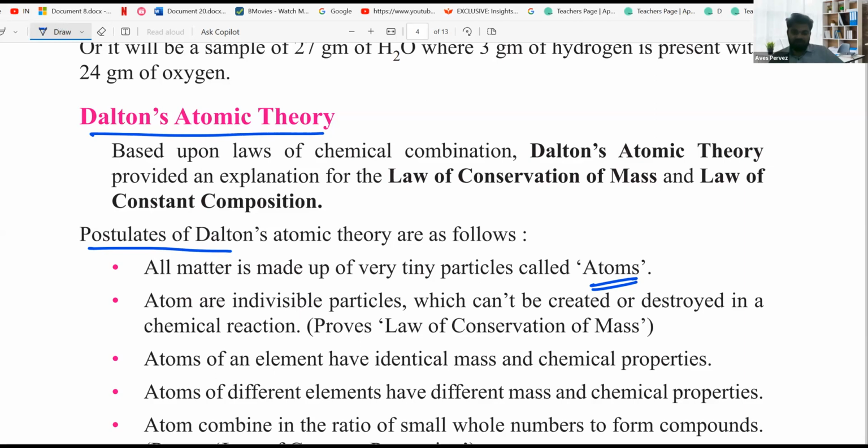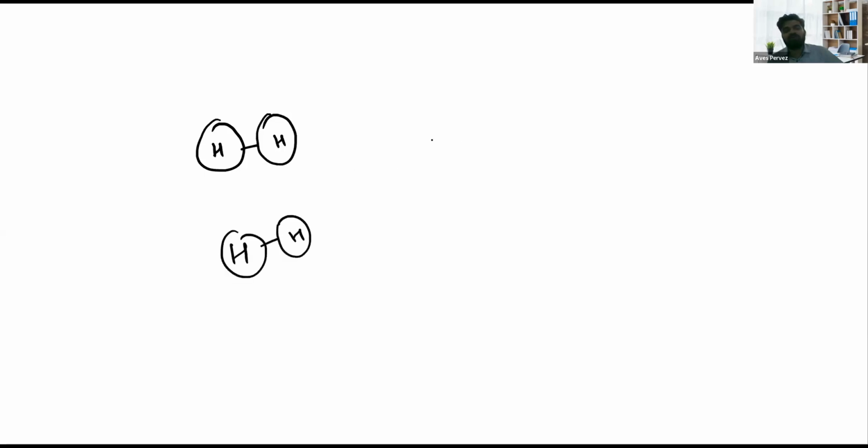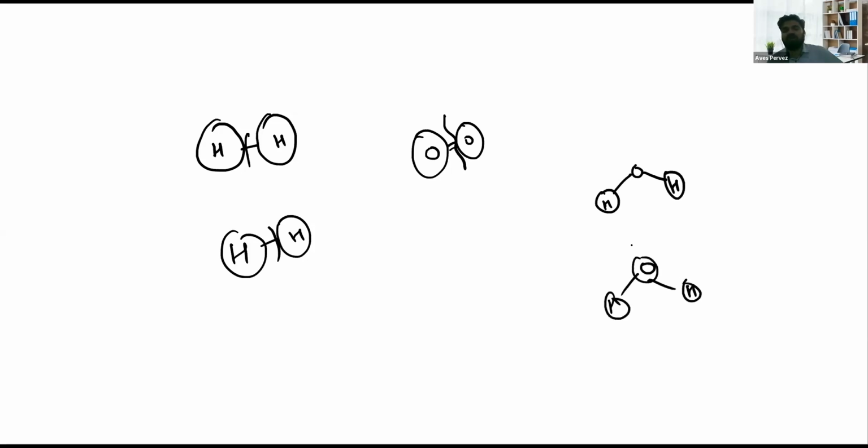Let me explain here. For example, if you have two hydrogen atoms, one hydrogen atom is bonded with another hydrogen atom, and it is H2. Similarly, two oxygen atoms are bonded together. If you break their bonds and rearrange them, two hydrogen atoms combine with one oxygen atom. So they will form a water molecule, H2O.